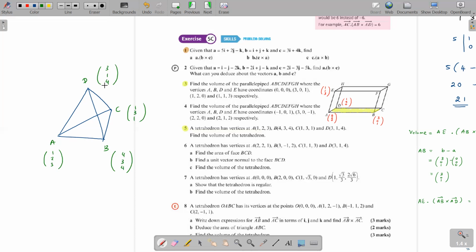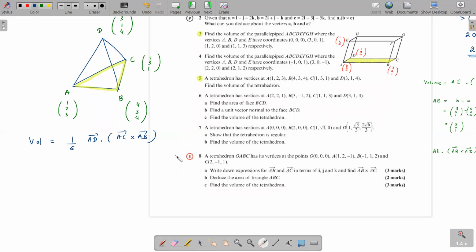How do you find the volume? What's the rule we just learned? Volume is equal to 1/6 of what? AD dot. So take one vertex as the height. I'll take the base as the ABC triangle, so we take the height from AD. So AD dot, what is it? AC cross AB, or you could say AB cross AC. Both of them are okay. And at the end of the day, remember, if you get a negative answer, just take the modulus of it.